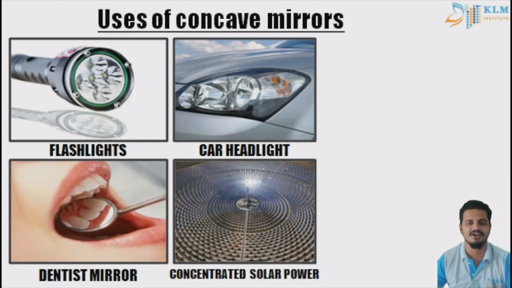Let's see where the concave mirrors are used. They are used in flashlights. See them closely, guys. You can see the concave mirrors in flashlights, car headlights, and dentist mirrors. The dentist uses a concave mirror to see inside our mouth because it shows an enlarged image. And also large concave mirrors are used in concentrated solar power.